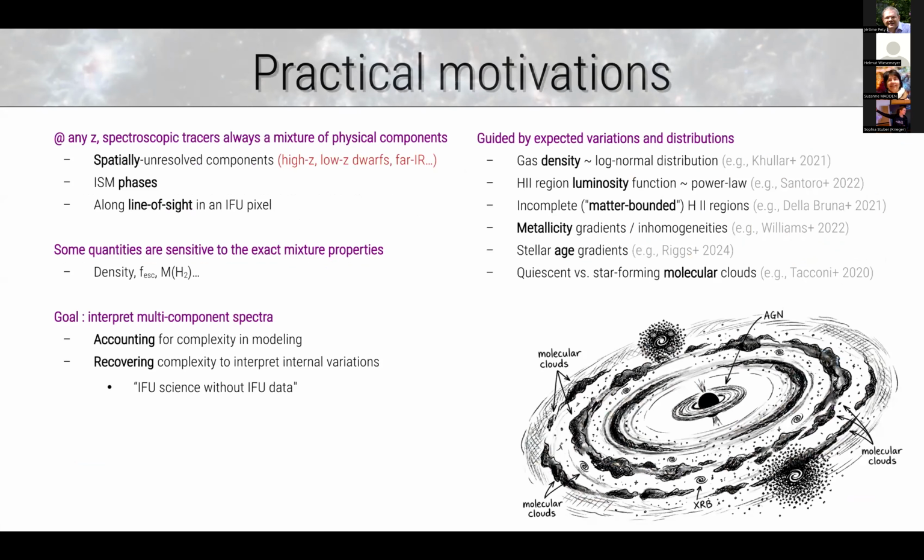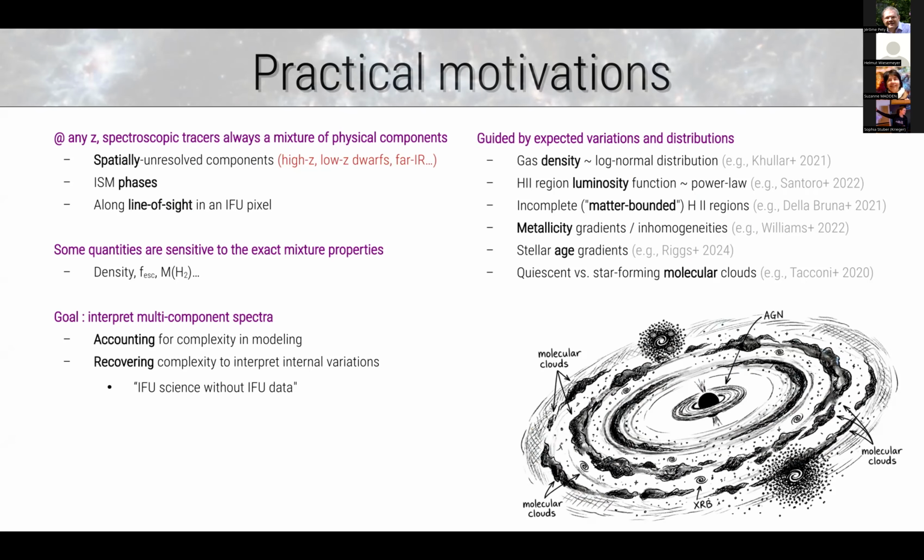But in general, the motivations are much broader because basically at any redshift, spectroscopic tracers will always represent a mixture of physical components, maybe because it's spatially unresolved because you have a faraway object, a high redshift galaxy, or a compact object at low redshift, like a dwarf galaxy, or something intermediate like green pea galaxies, or observations like in the far infrared where you don't resolve the components. In general, you will also mix the different ISM phases, and even if you have IFU data along a single line of sight toward a single pixel, it will be a mixture of physical conditions also.